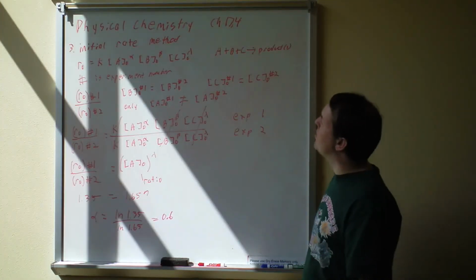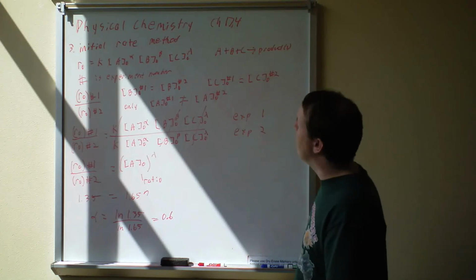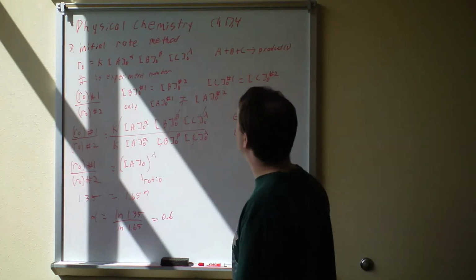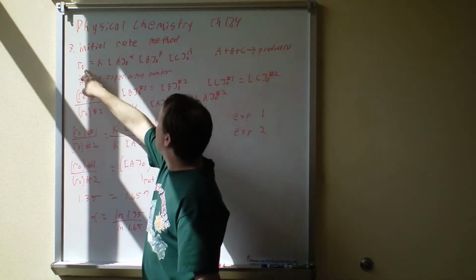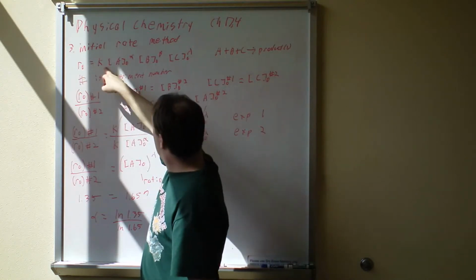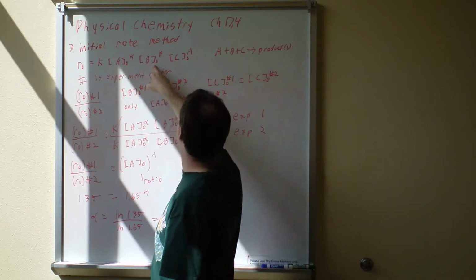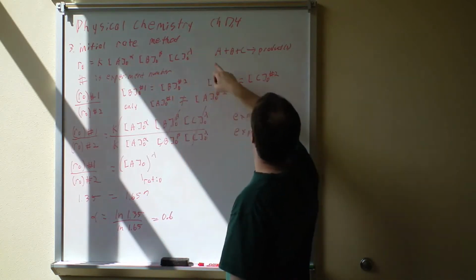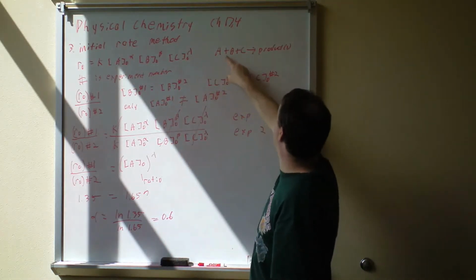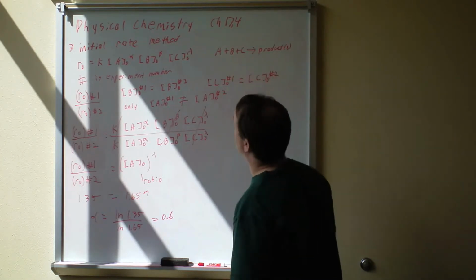Okay, continue on physical chemistry, chapter 17, section 4. Now we're doing the initial rate method. So we have R naught, that's initial rate, equals k, the rate constant, times A naught to the alpha, times B naught to the beta, times C naught to the lambda. And we're talking about a reaction where A, B, and C go to products, one or more products.